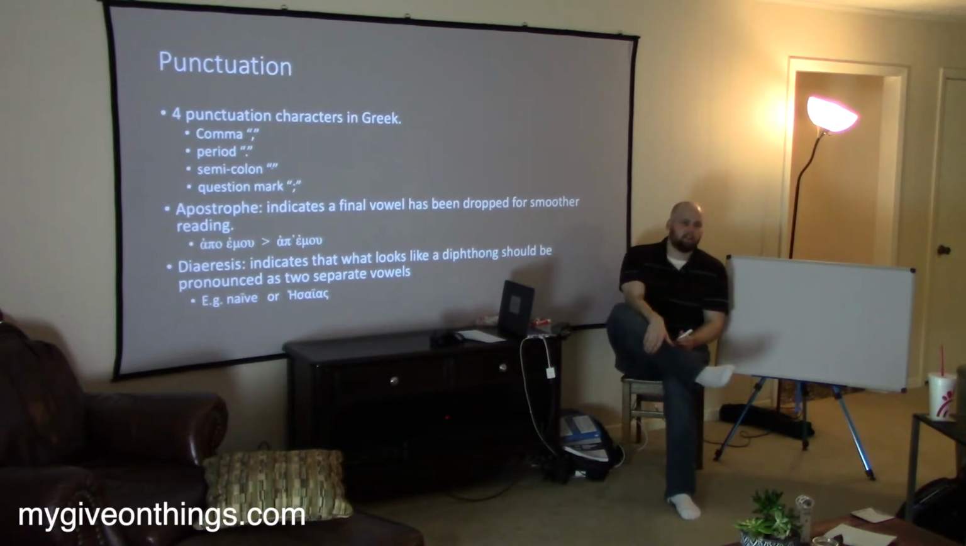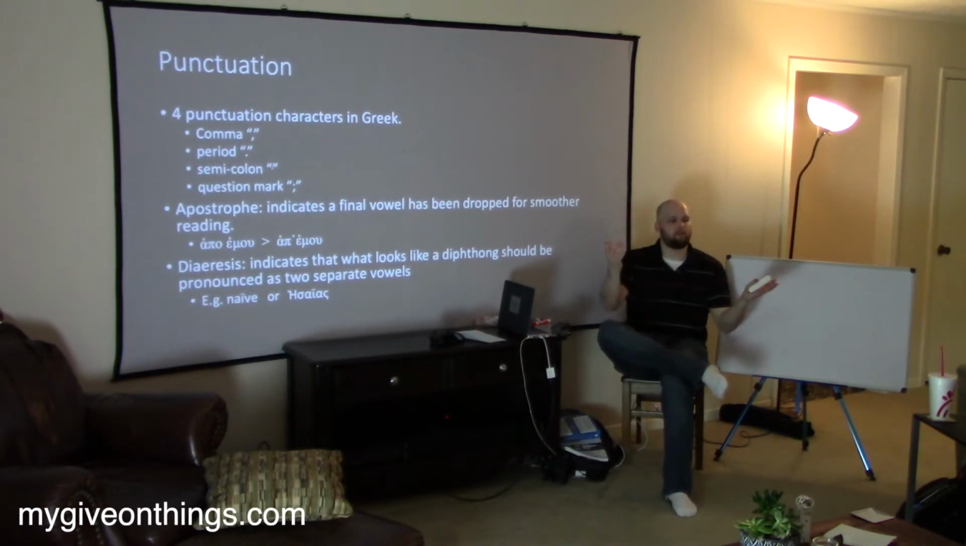Punctuation. So, all of the punctuation in English we know, right? Commas, apostrophes, quotation marks, question marks, periods. All the little extra stuff to tell you how the language is functioning. There's 4 major punctuation marks in Greek. Comma, period, semicolon, and question mark. And this is what they look like.